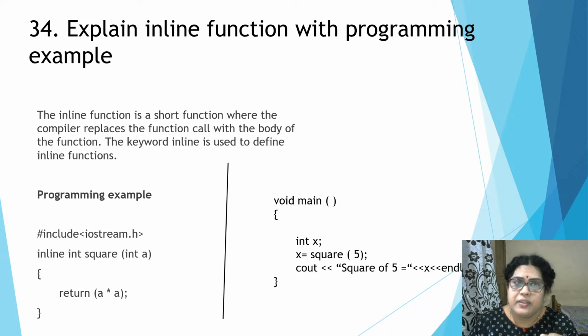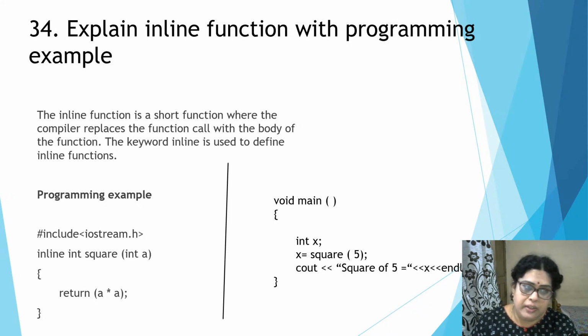Next question, explain inline function with programming example. An inline function is a short function where the compiler replaces the function call with the body of the function. The keyword inline is used to define the inline function. This is the definition for inline function. Sometimes we don't want function overheads. If you declare the function outside the class, you need to write the prototype for that function, and then you need to call the function. To avoid all this, when the function is very small, not many lines of code, we can write that function as an inline function.